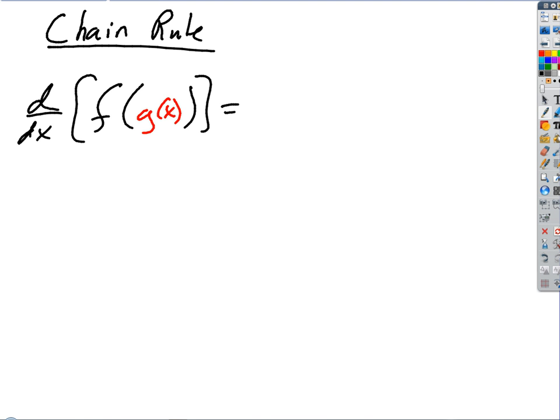f prime, good, because we have f of g of x. So it's going to be f prime of g of x times g prime of x. That makes sense, because if we look inside, we have g of x. So that's one way to write the chain rule.